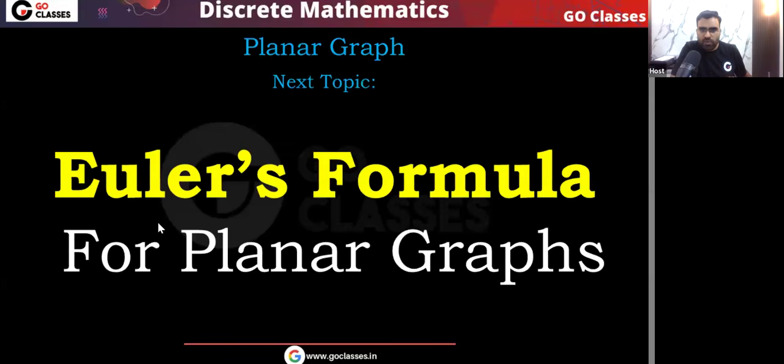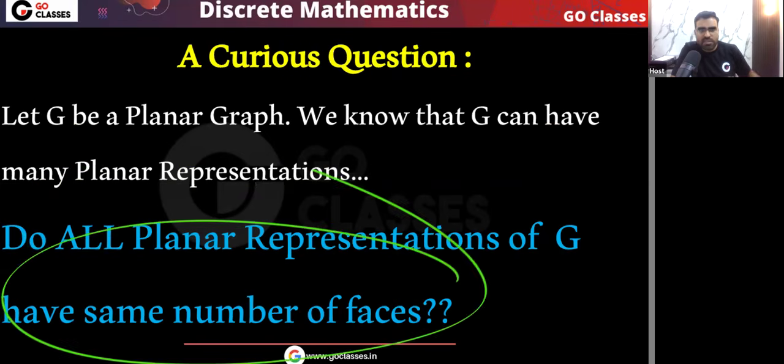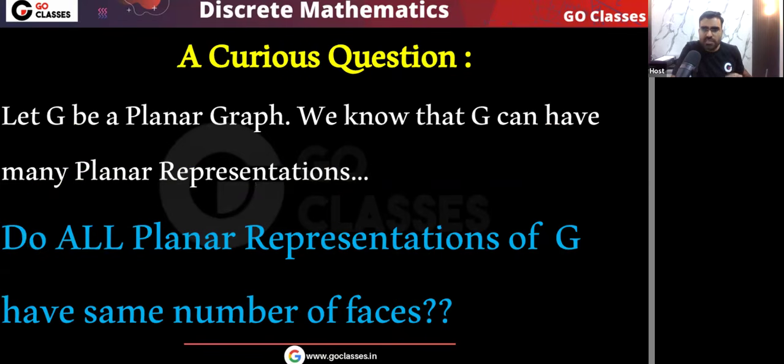Now let's see Euler's formula for planar graphs. This is a very important formula from the GATE exam point of view. I told you that any planar graph has many planar representations. For example, for K4, the complete graph on 4 vertices, we can create many planar representations. Now you might be thinking: will all these planar representations have the same number of faces? Let me tell you, the answer is yes.